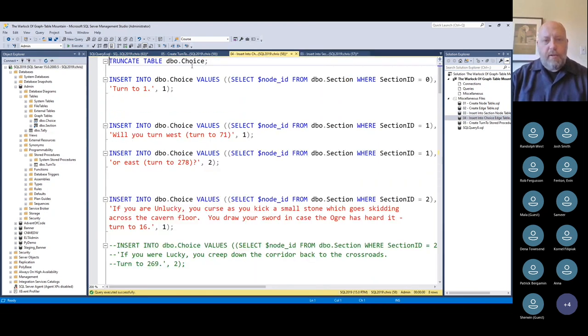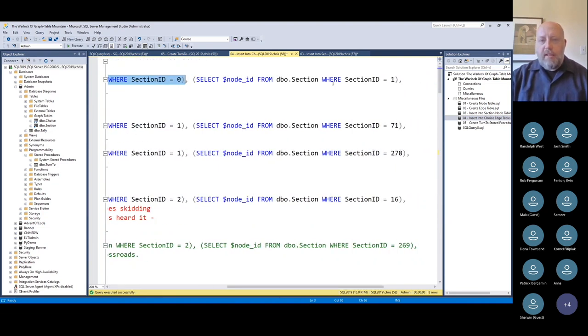And then we'll go ahead and do our insert into the choice. In the choice, we saw that we've only got the text and the order, but we also have to link it up. So the choice is that edge. So we have to have the starting node and the ending node. To do that, we've got a little mini query in parentheses that selects the from node and selects the to node.